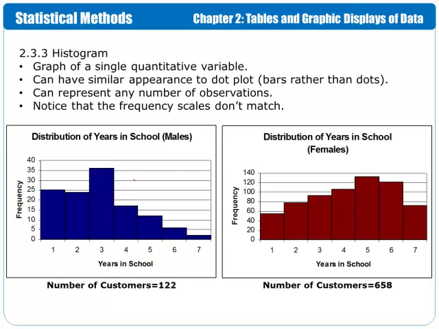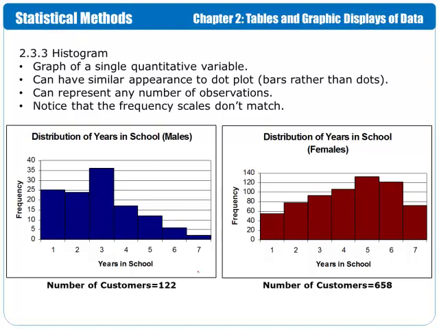A histogram is a graph of a single quantitative variable. It has a similar appearance to a dot plot and actually a similar appearance to a stem plot. It can represent any number of observations, so whether you have 10 observations or you have 1,000 observations, you can represent them using a histogram. In this case, each of these bars represents one of our classes. Those that have 1 year in school in the first bar, 2 years in school represented by the second bar, 3 years in school by the third bar, and so forth.